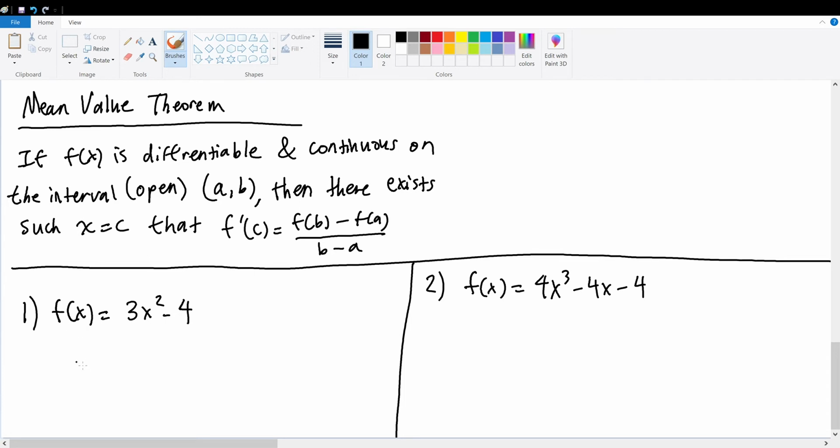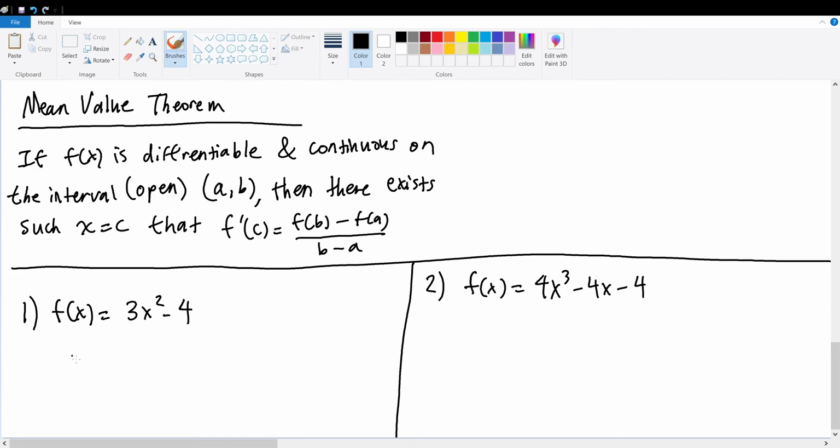So first up, we have f of x is equal to 3x squared minus 4. This is a parabola. And the mean value theorem is right above the screen, so if you do not understand what it is, please do consider reading that over. And if you still do not understand, please do check out my video where I explain the mean value theorem in depth and to its conceptual core.